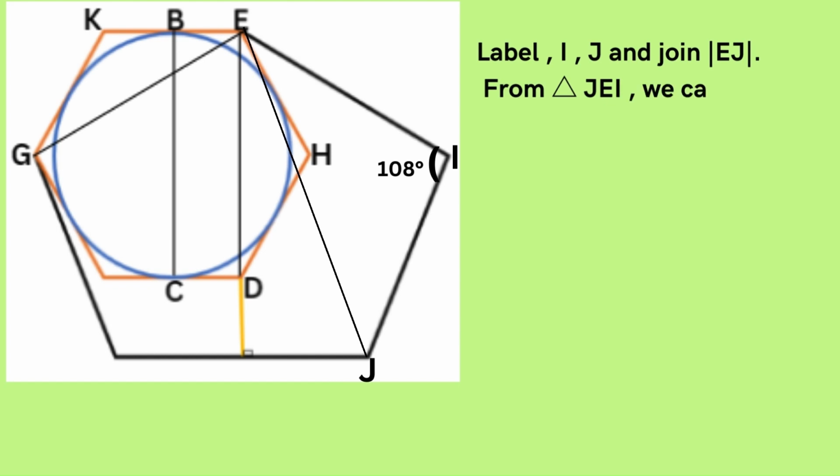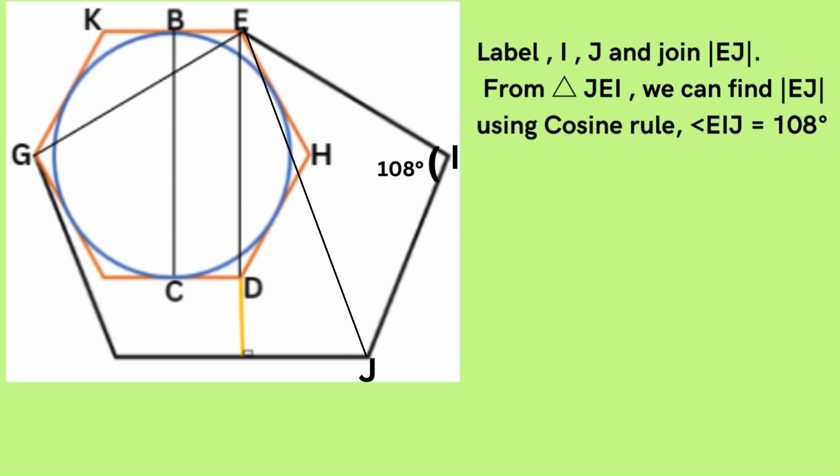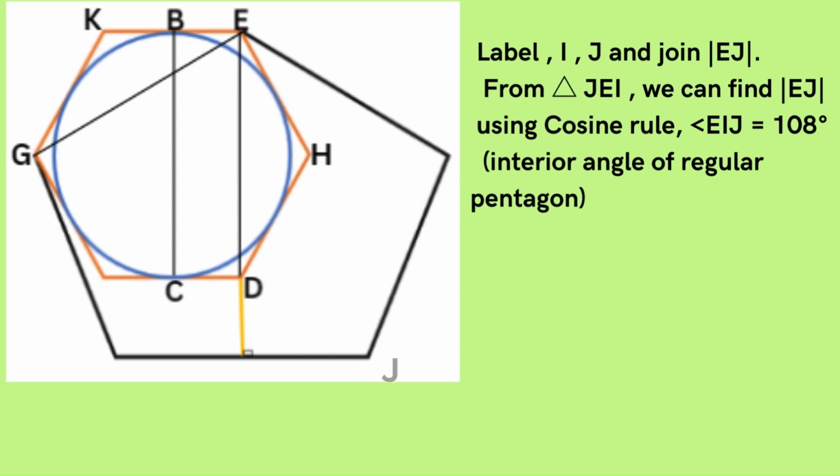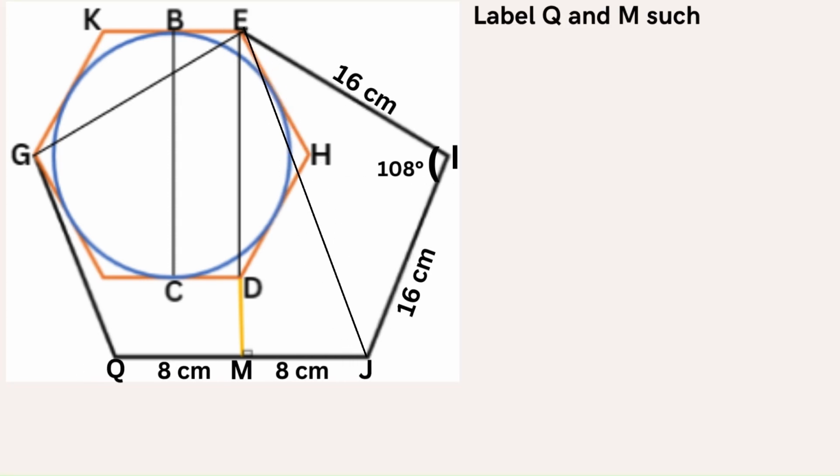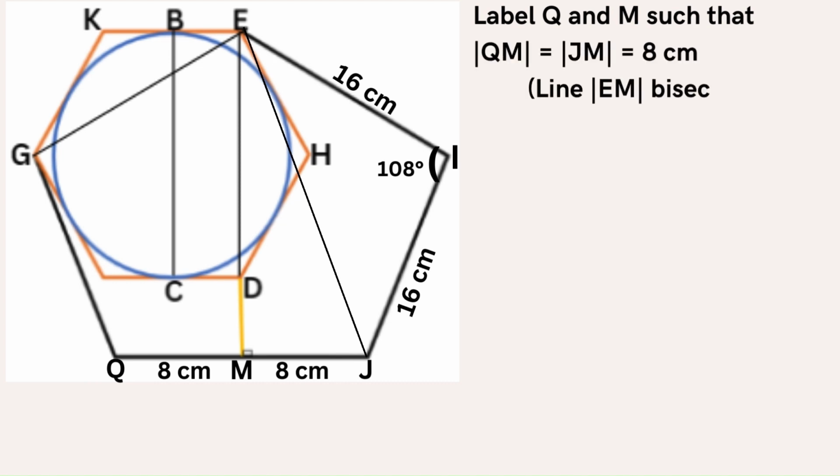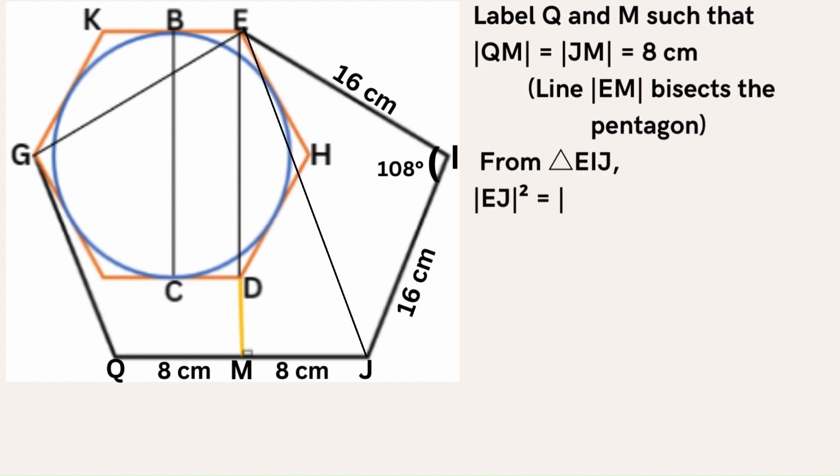Label IJ and join EJ. From triangle JEI we can find line EJ. Using the cosine rule, angle EIJ equals 108 degrees. Angle I is an interior angle of the regular pentagon. Label Q and M such that line QM equals line JM equals 8 centimeters. Line EM bisects the pentagon.